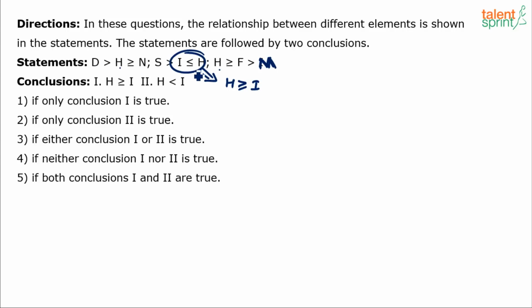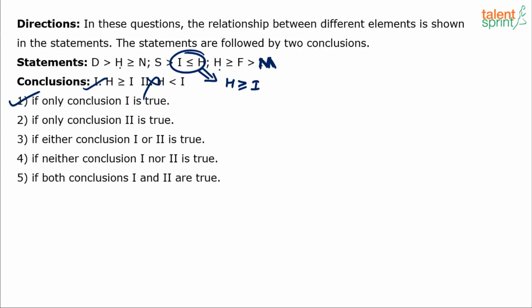Now, what do you see? The second statement directly tells us that H is greater than or equal to I. That is what is given in conclusion number 1, H greater than or equal to I. Conclusion 2 says H less than I. Incorrect. I am sure that H is either greater or equal. It cannot be less. So answer should be option 1. Only 1 is true. H greater than or equal to I.